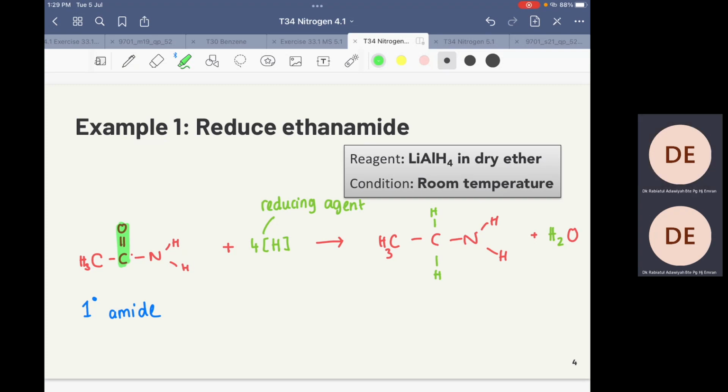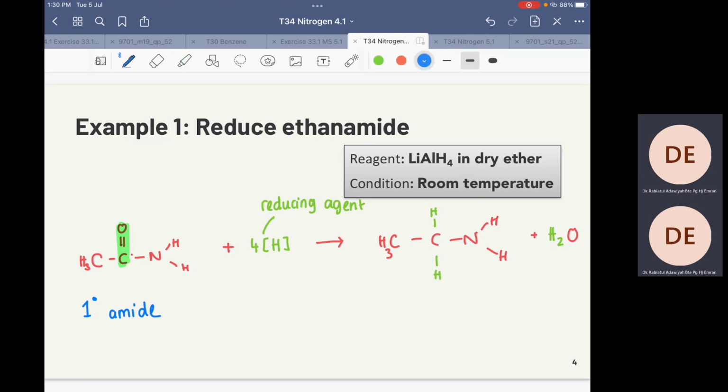The next example, we are going to look at secondary amides. The reactions shouldn't be too different, okay? We are going to lose that oxygen on the C double bond O as well, and we will gain hydrogen. Are we ready to move on?